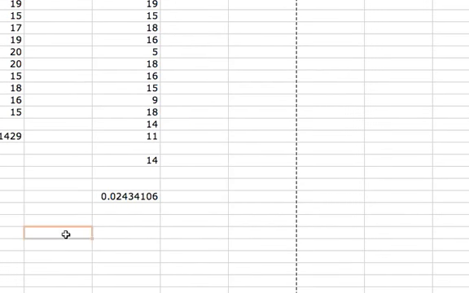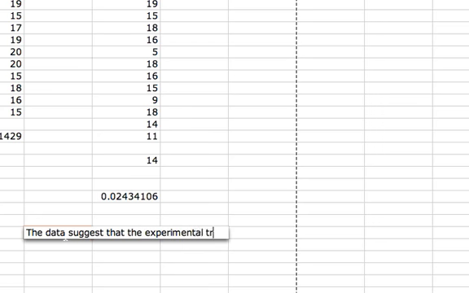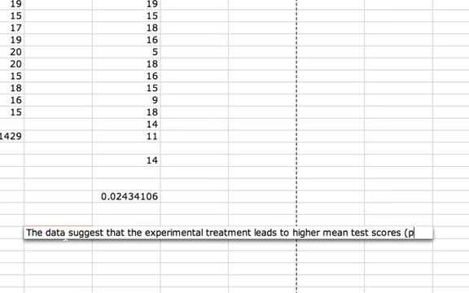We write this by saying the data suggest that the experimental treatment leads to higher mean test scores, and then we say probability is less than 0.05. And this probability number signals to social sciences that we have conducted a t-test, and that in fact the values are significantly low that we can make this claim.